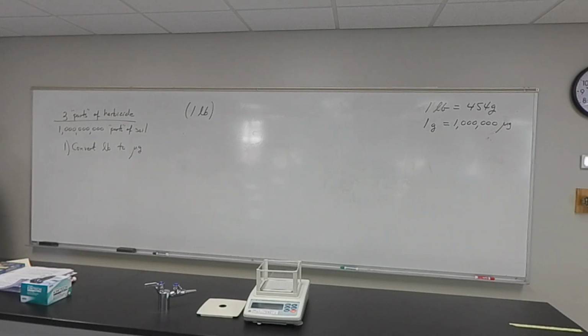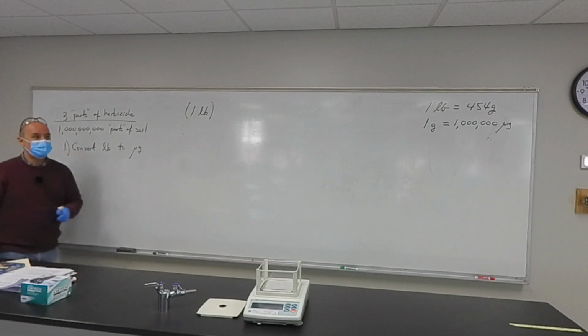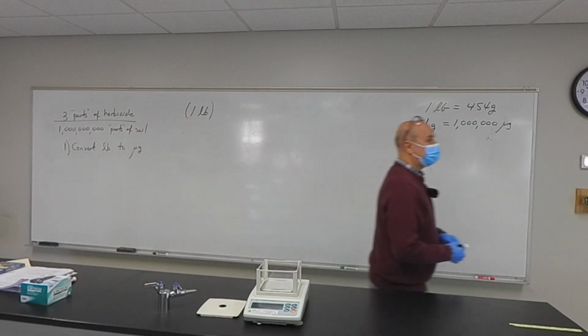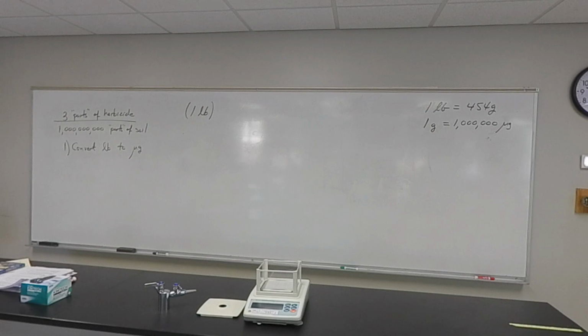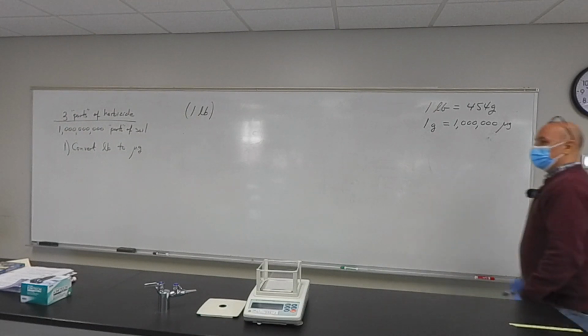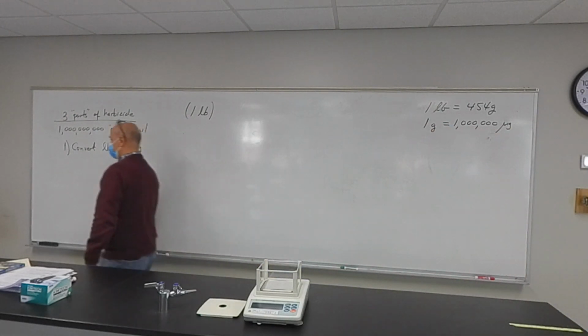I'm going to Google that just because I'm not 100% sure. I mean, I am. But so there it is, 1,000,000. I better count them. 1, 2, 3, 4, 5, 6, yes. So 1 gram is 1,000,000 micrograms.